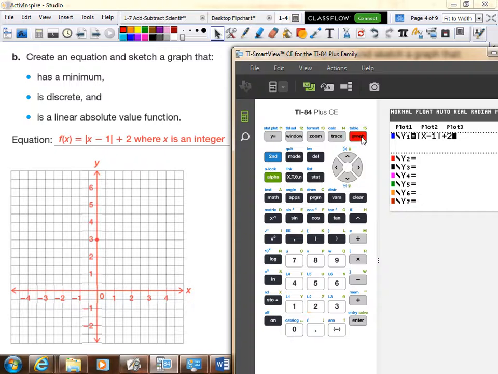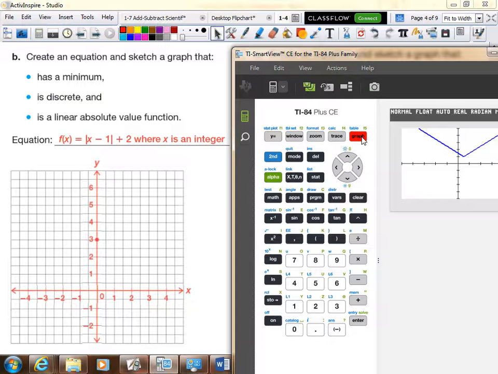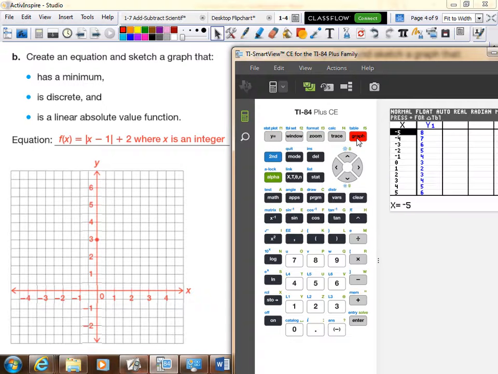Okay, and you can look at the graph if you want. All right, but since we want to do an exact graph, we got to go to the table and pull some values out.